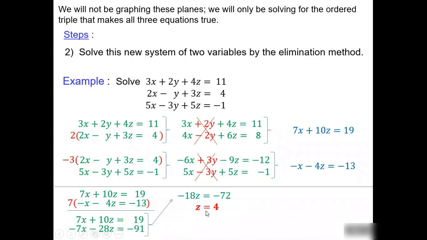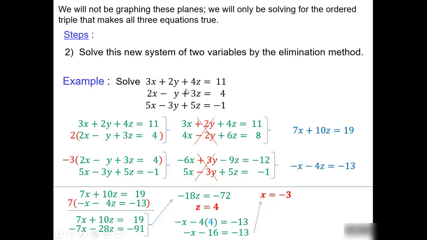Well, if z is equal to 4, we can plug that into any one of these two equations here in order to solve for the x variable. So let's plug it into the bottom equation. We plug in 4 for z, and we now solve. This is now negative 16, so if we add 16 to the other side, we get 3. So if negative x equals 3, then x equals negative 3. We now have the solution to this system of equations with only two variables.